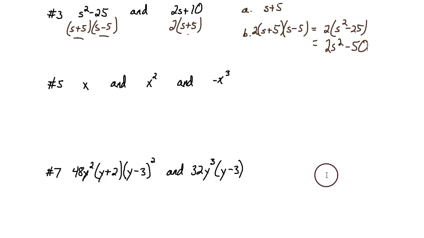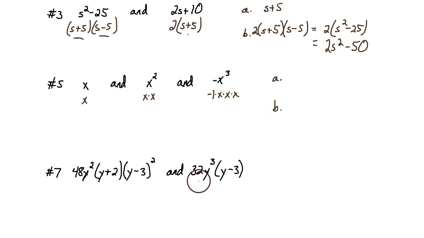For question 5, we have 3 expressions, and they're already all in factored form. Although if it helps you, you can write it in expanded form. This one's x times x, and this one over here is -1 times x times x times x. You don't have to write expanded form. Only do that if it helps you find the GCF and the LCM.